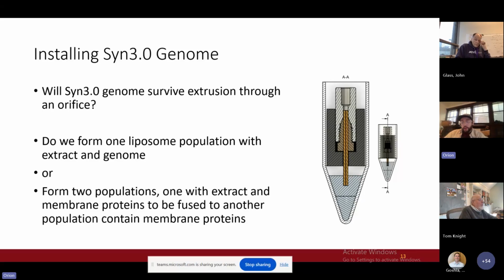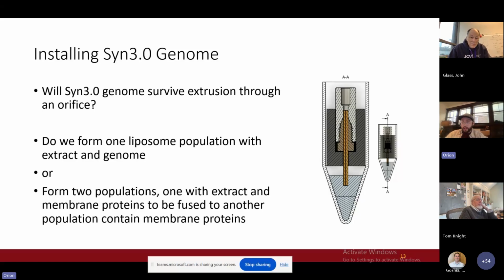But one way to get around whether or not the system would destroy the genome would be to form liposomes that have the extract in them, because the mini DICE has better encapsulation efficiency and can give us liposomes of the size that we're more so interested in. And then forming another liposome population that actually contains the genome, maybe perhaps by thin film rehydration, if it doesn't survive the extrusion through the spin column, and then using controlled fusion to fuse those two liposome populations.